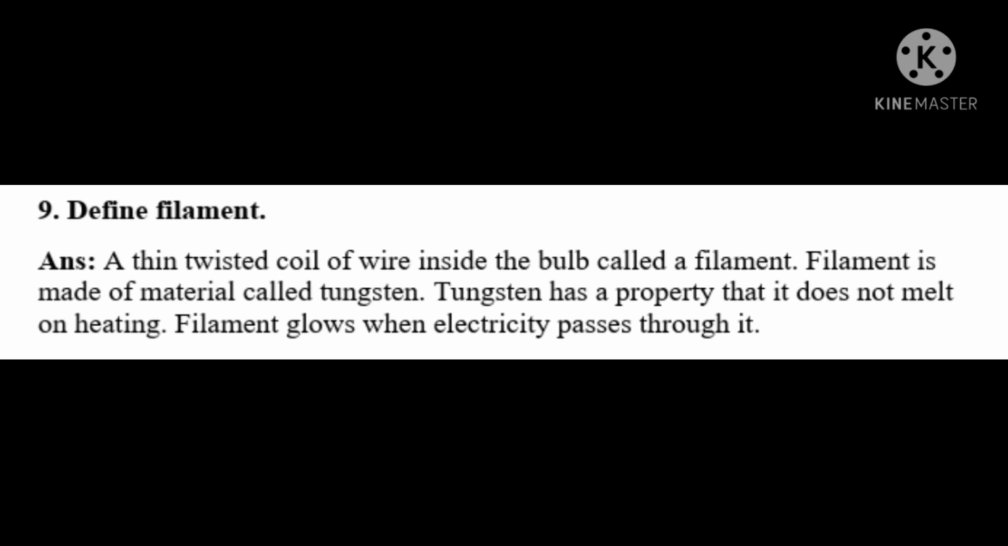Ninth one, define filament. A thin twisted coil of wire inside the bulb is called a filament. Filament is made up of a material called tungsten. Tungsten has a property that it does not melt on heating. So tungsten does not melt on heating. Filament glows when electricity passes through it.